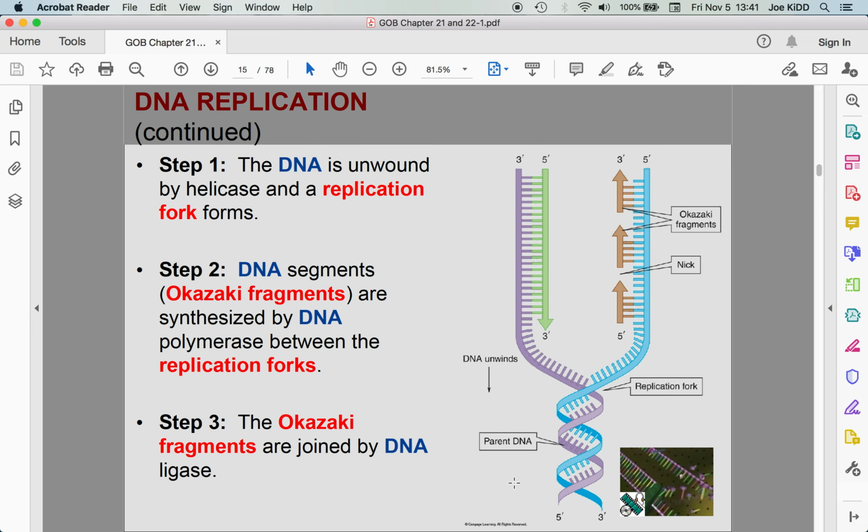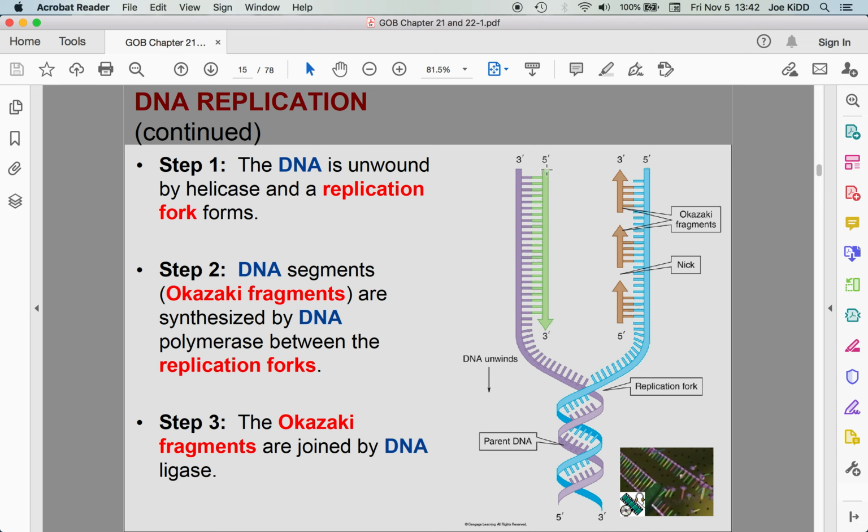When this is done, the DNA is unwound by DNA helicase, and we form what we call a replication fork. It kind of looks like a tuning fork, and that's where it gets its name. DNA segments, called Okazaki fragments, are synthesized by DNA polymerase between each of the forks. So these Okazaki fragments here, DNA synthesis can only be done in one direction. It can only go from 5 to 3. That's just how the protein works.